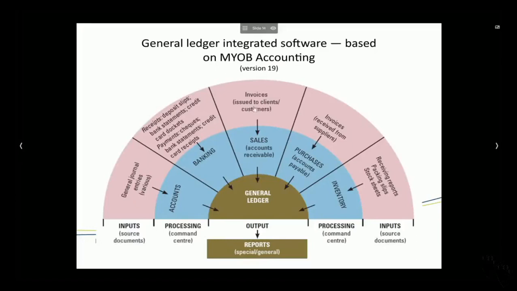Okay, so our inputs, we can see are the pink, the processing is the blue, and the output in MYOB is the green. So that's really all this slide is, just showing that accounting system, the input, processing, output, within the MYOB software itself.